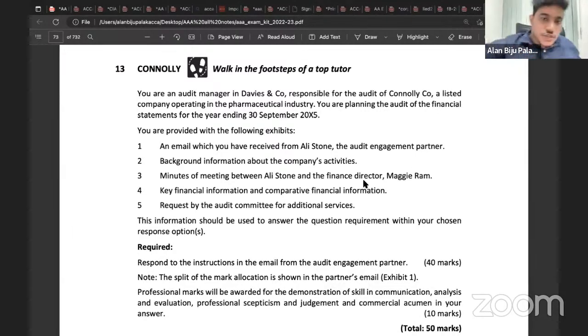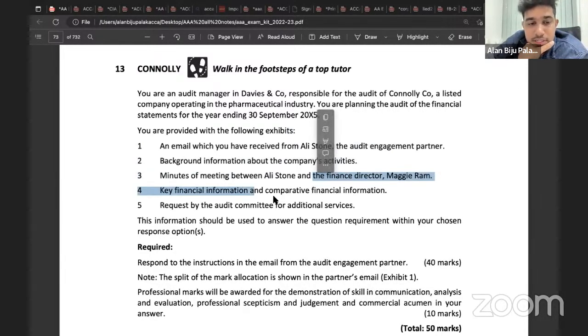You are the audit manager in Davis & Company, responsible for the audit of Connolly Company, a listed company operating in the pharmaceutical industry. You are planning the audit of financial statements for the year ending 30th September 2015. You are provided with the following exhibit. Number one, an email which we received from Ali Stone, the audit engagement partner. Again, there is background information about the company's activity. Then we have received meeting notes from Ali Stone and the finance director, key financial information and other things. And they have given us a requirement to respond to the audit engagement partner's instructions.